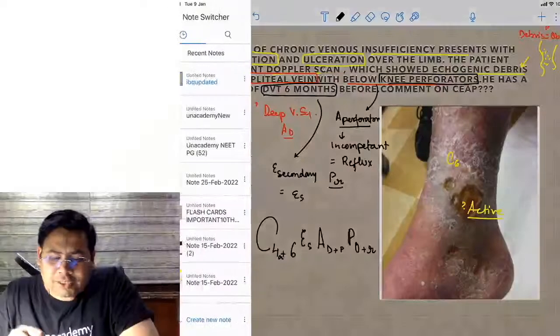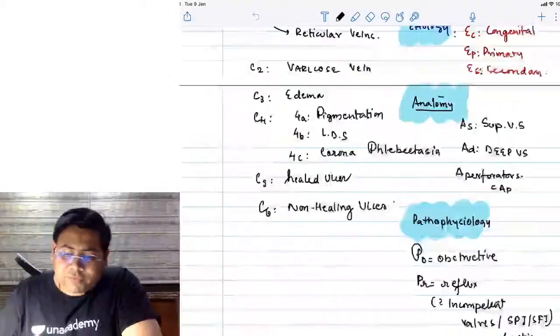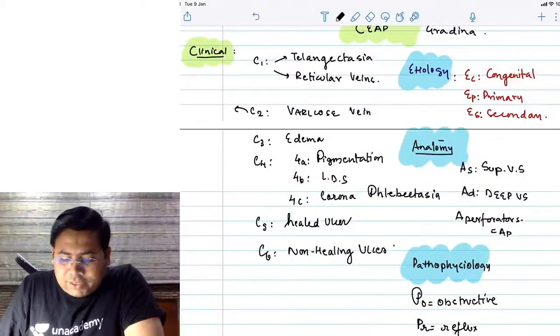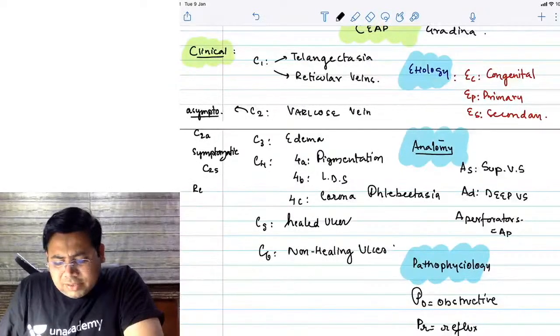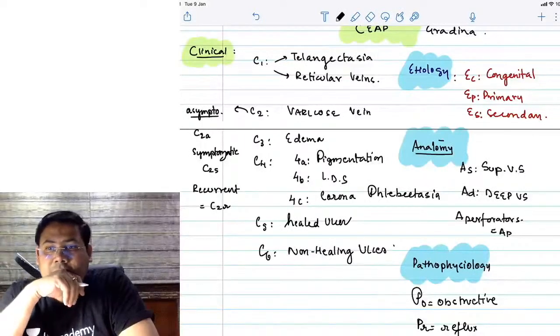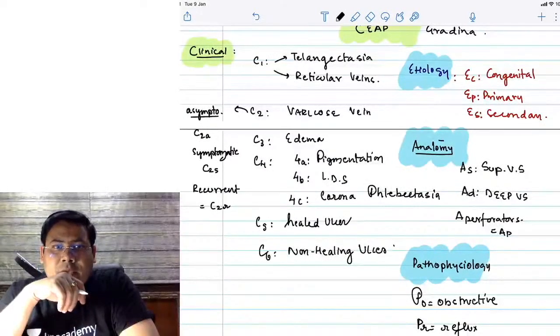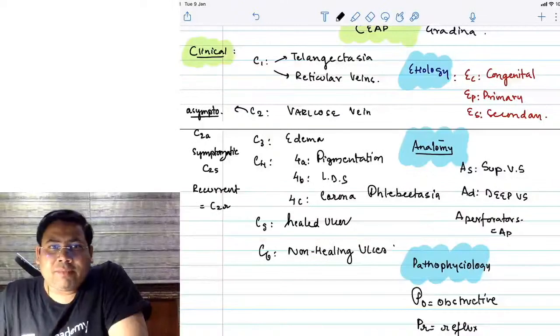One more thing that you should be knowing is, because in this NEET there was a question on this. But see, when we talk about the varicose veins, if they are asymptomatic, that will become C2A. If it is symptomatic, that will become C2S. If it is recurrent, then that will be C2R. So C2A, C2S and C2R. Are you getting this point or no? Yeah. So this is a very, very simple concept.